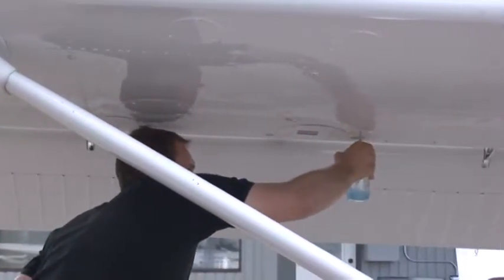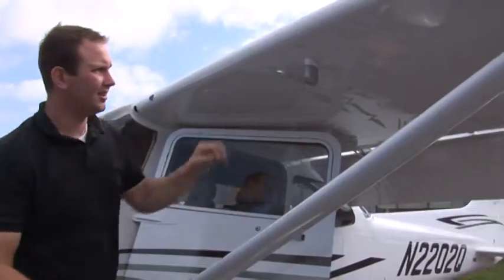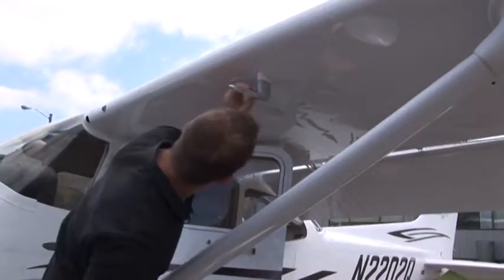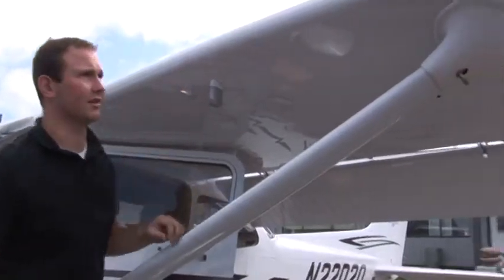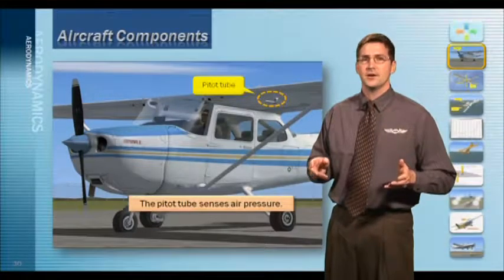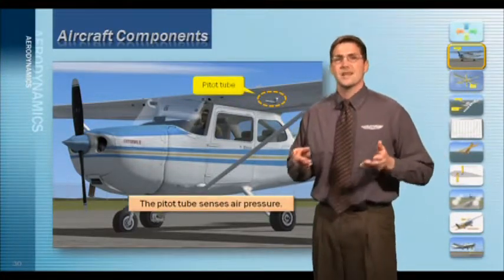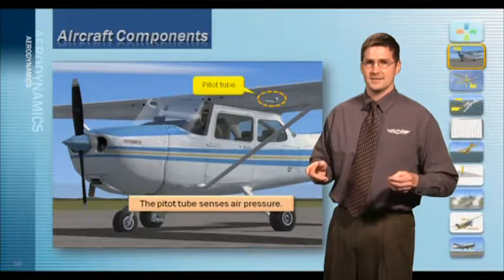This is the pitot tube you can see right here. It senses the impact air pressure, or ram pressure, which is the air striking the airplane as it moves forward. It sends this information to the airspeed indicator displaying the airspeed. The pitot tube will be discussed further in the flight instruments lesson.